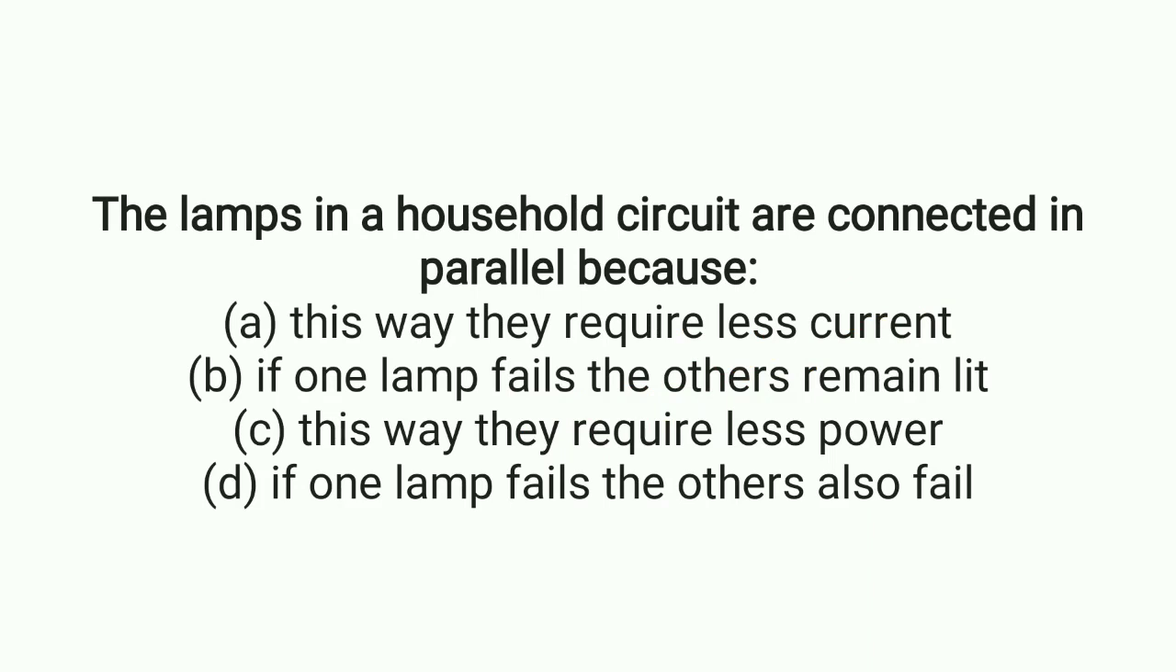The next question. The lamps in a household circuit are connected in parallel because option A, this way they require less current, option B, if one lamp fails the other remain lit, option C, this way they require less power, option D, if one lamp fails, the other also fails. So the reason for combining the lamps in household is if one lamp fails, the others remain lit. So here the answer is option B.